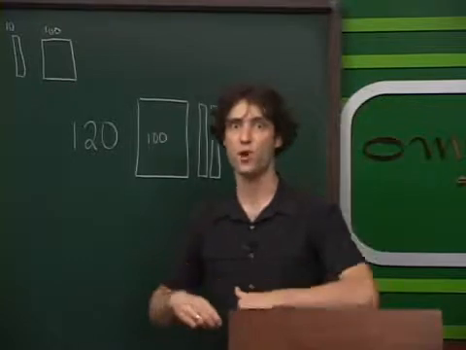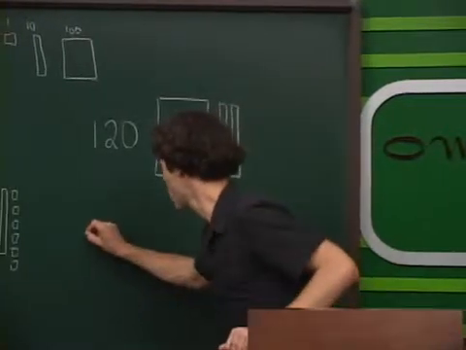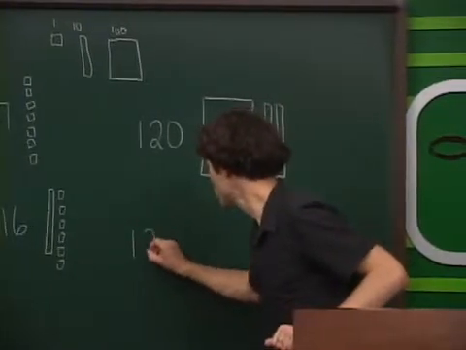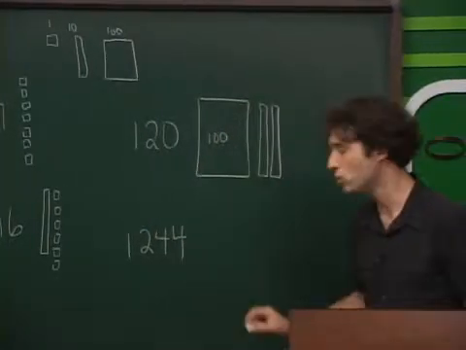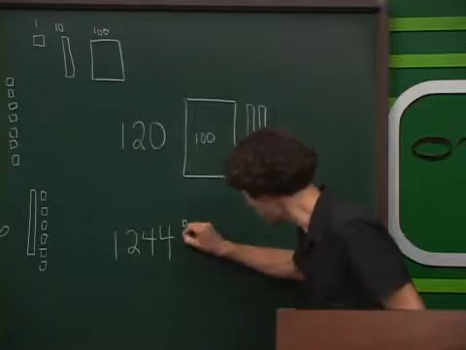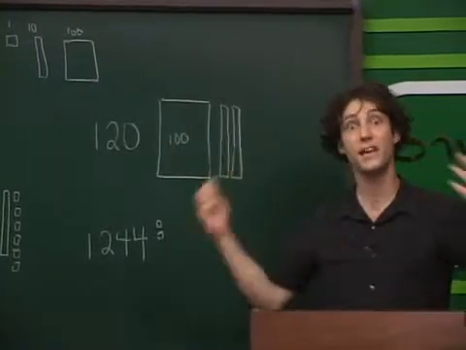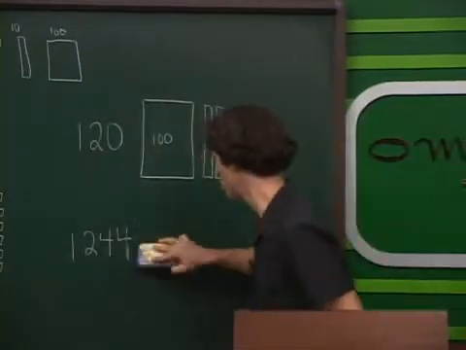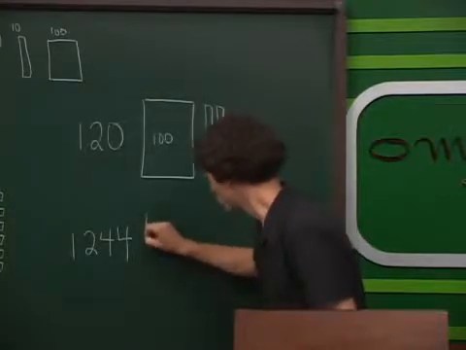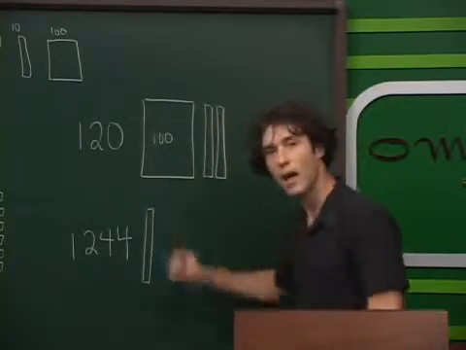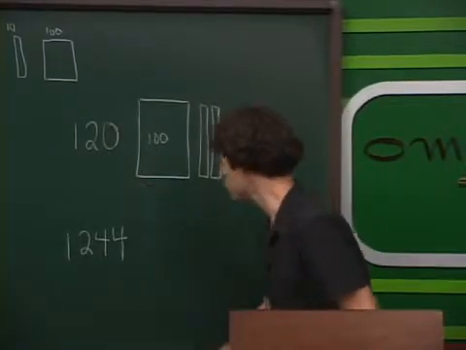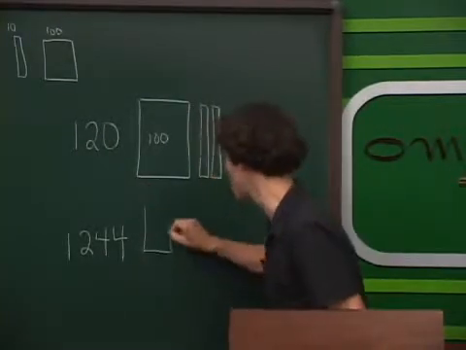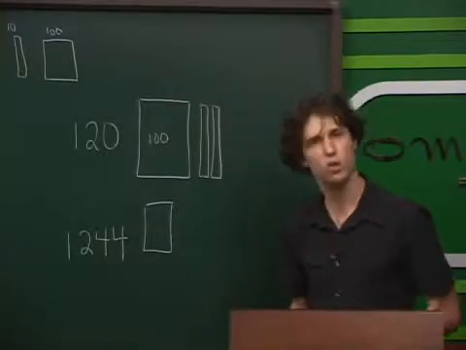Now, if I gave you a very big number like 1,244, you could do 1,244 little squares, but that takes too long. You could do 120 lines like that and 4 little squares, but that takes too long too. You could do 12 big squares, but that takes too long too.